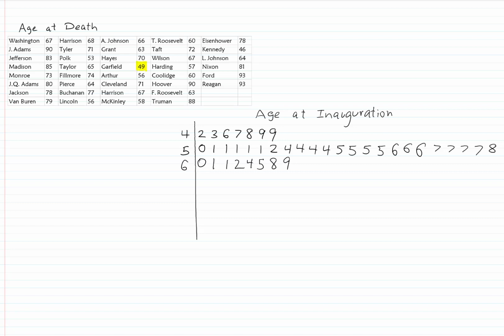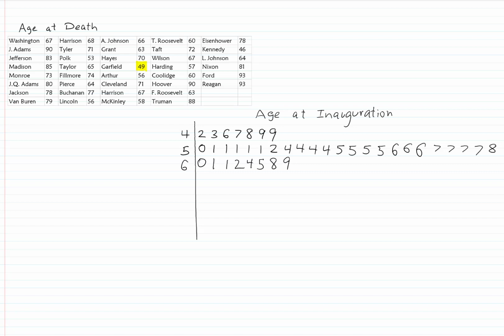By the way, in the first chart, Cleveland was listed twice because he was president twice. But in the second chart, he's only listed once because he only died once. Same with all the other presidents that had more than one term.